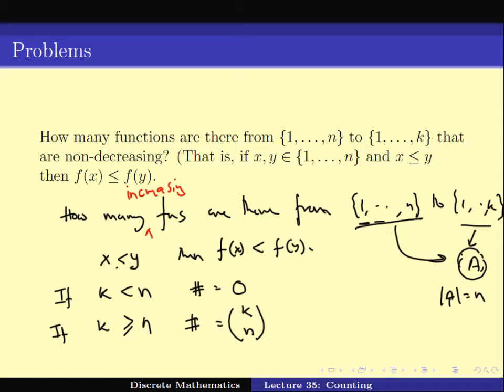Now I make this problem a bit more complicated by asking the main question: how many non-decreasing functions? Non-decreasing means that if x is less than or equal to y, then f of x is less than or equal to f of y.